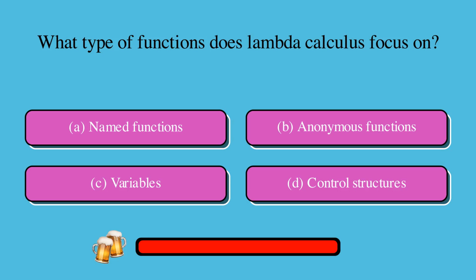What type of functions does Lambda Calculus focus on? Is it A, named functions, B, anonymous functions, C, variables, or D, control structures? The correct answer is B, anonymous functions.